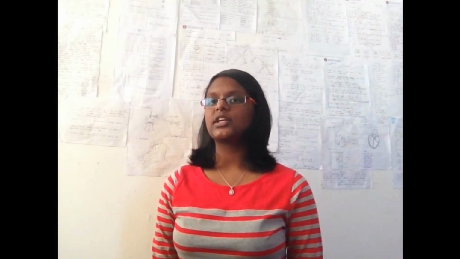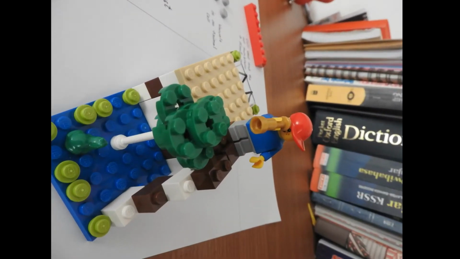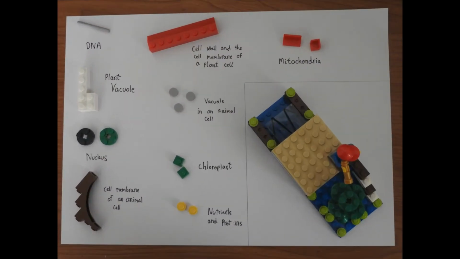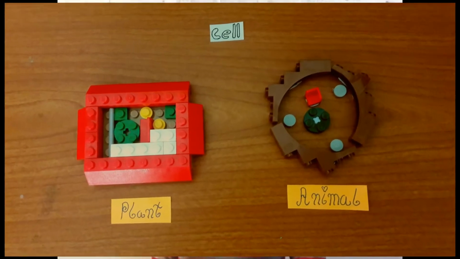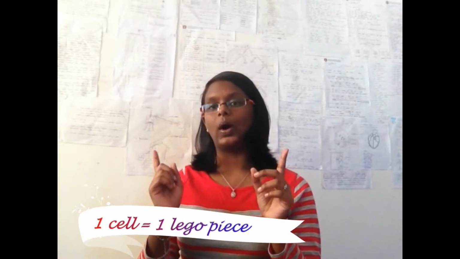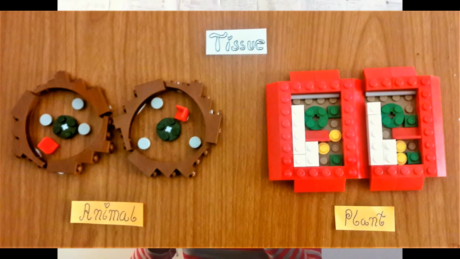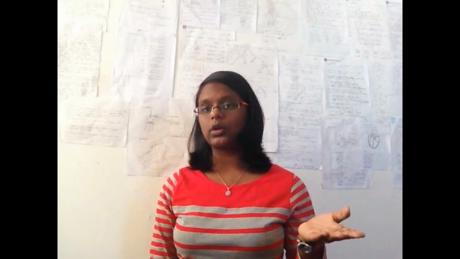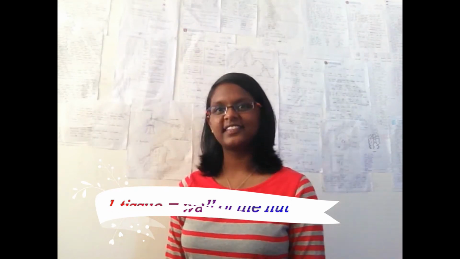Let me explain it using the Lego analogy. Imagine that we're building a toy Lego hut. For building it, we obviously need a few Lego blocks. Similarly, cells are needed to form any sort of life on Earth. In this case, we can conclude that one cell is equal to one Lego piece. There is something called a tissue, which is formed when we connect a few similar cells. From here, we can also conclude that a tissue is similar to the walls of our Lego hut.